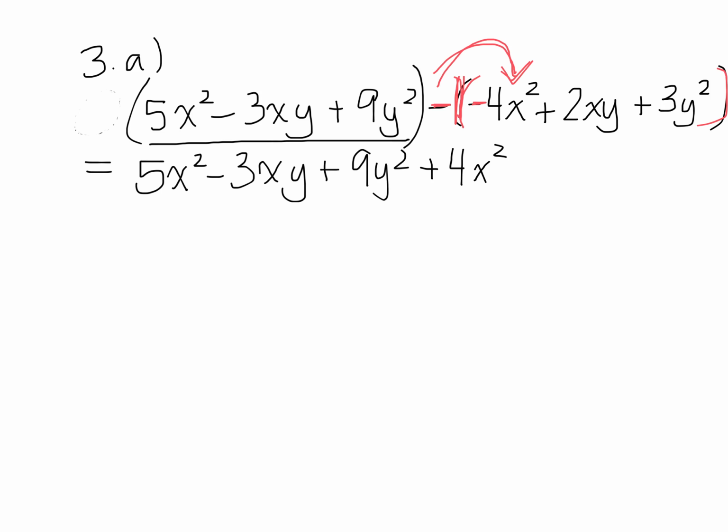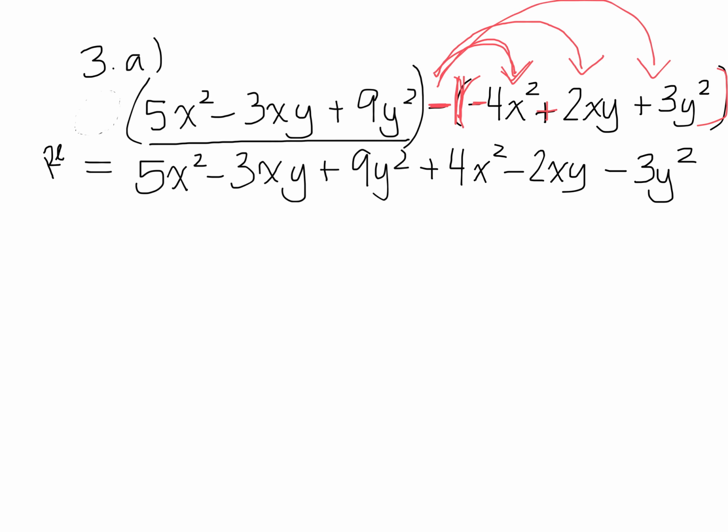A lot of you just messed up on the signs here because you forgot to distribute this negative. The next one would be a negative times a positive. What's a negative times a positive? Negative. And then the last one would be a negative, because there's a negative in front of the bracket. Negative times a positive is negative 3y squared. I've now removed the brackets. That's the first step. Remove brackets.